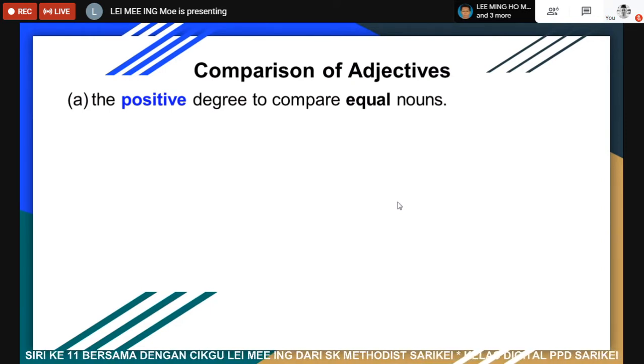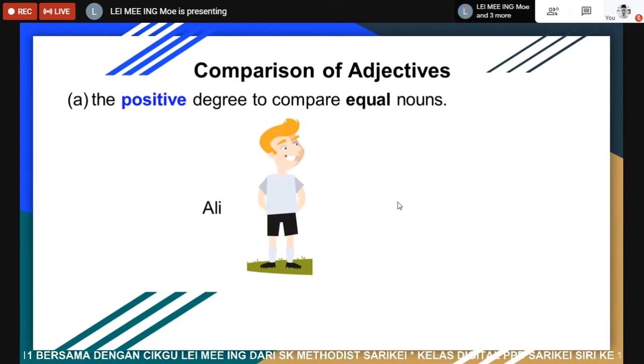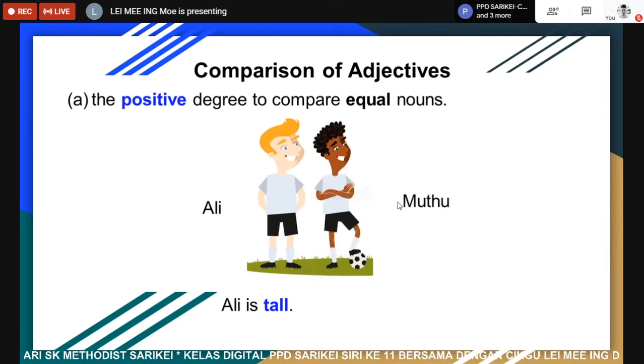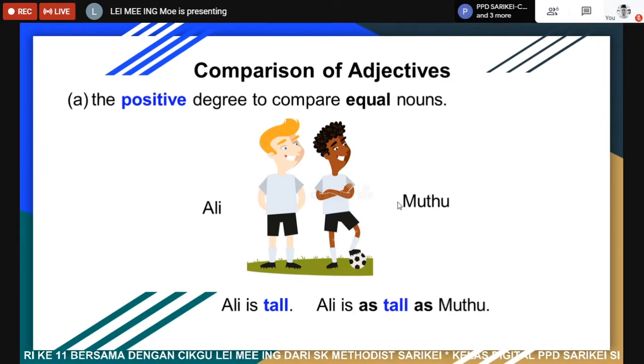For example, I have a boy here named Ali. So Ali is a tall boy. Ali is tall. So tall is an adjective. I have another boy here named Mutu. You look at the picture, they are of the same height, right? Both of them. So how am I going to use this positive degree? Write a sentence: Ali is as tall as Mutu.